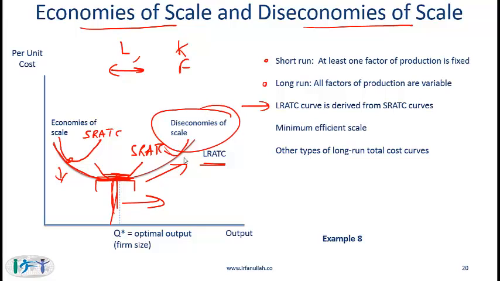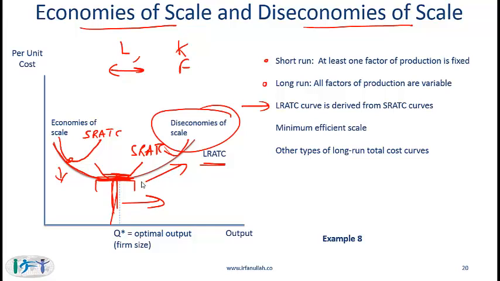It is possible that when a company becomes too big and it becomes difficult to manage, then the average total cost might actually go up. And some say that a company like General Motors experienced this situation where it became so big and inefficient that the average total cost went up.